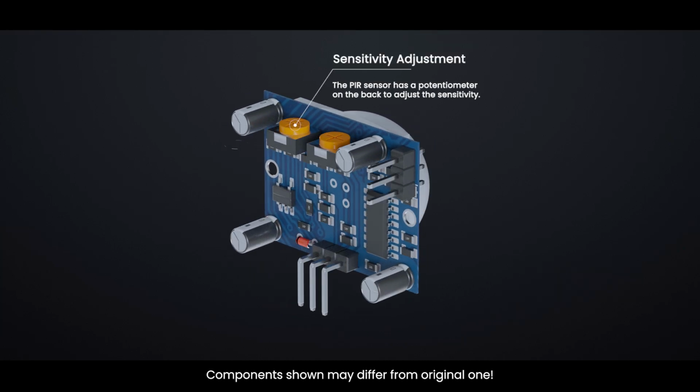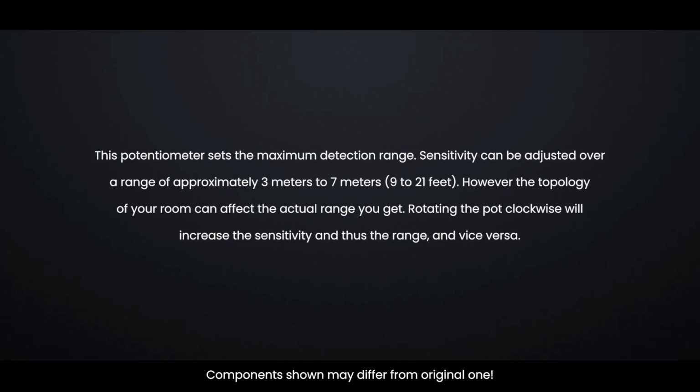Sensitivity adjustment. The PIR sensor has a potentiometer on the back to adjust the sensitivity. This potentiometer sets the maximum detection range. Sensitivity can be adjusted over a range of approximately 3 meters to 7 meters, 9 to 21 feet. However, the topology of your room can affect the actual range you get. Rotating the pot clockwise will increase the sensitivity and thus the range, and vice versa.